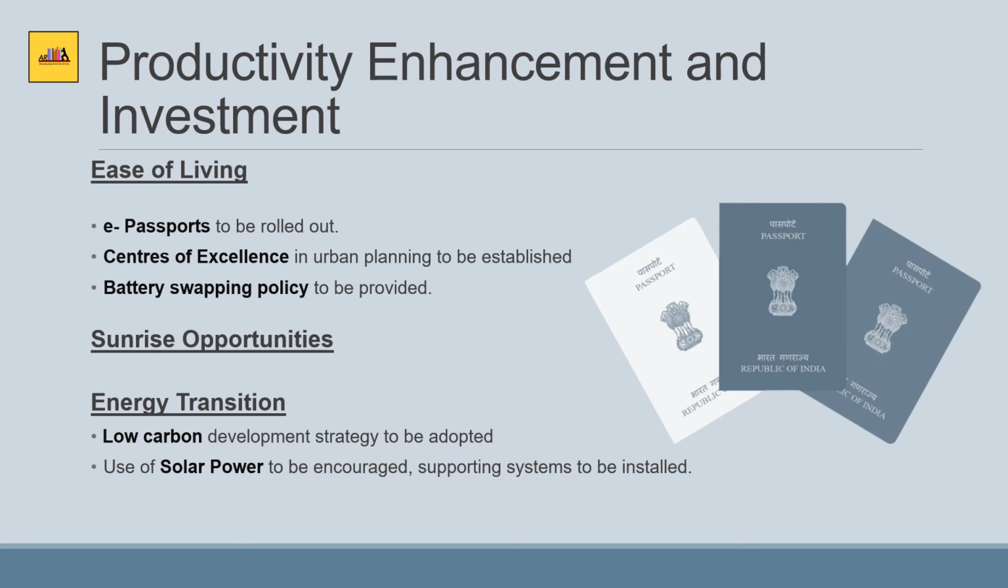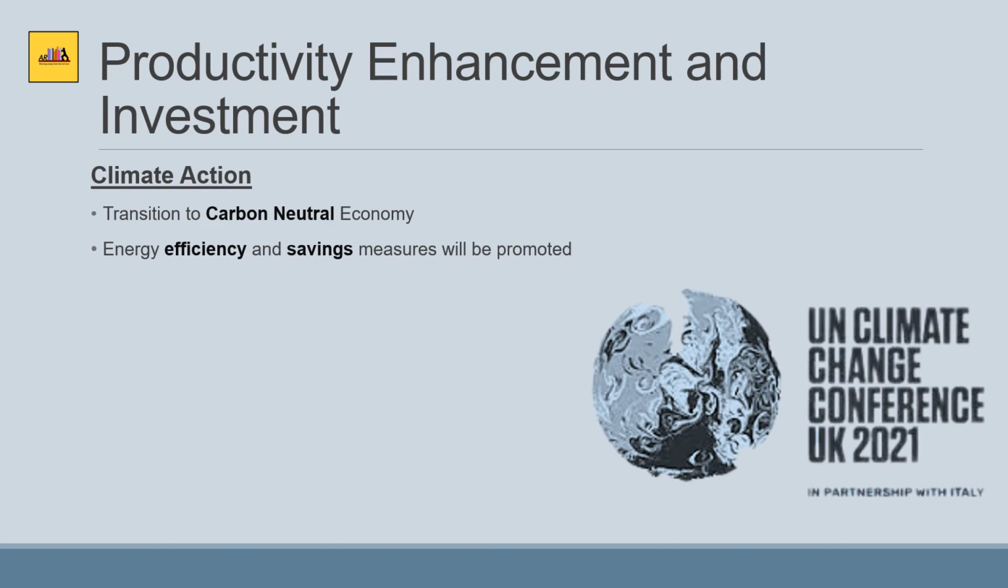Talking about energy transition, it is an important step towards achieving the net zero target promised at COP26. For this, low carbon development strategies will be adopted along with encouraging the use of solar power. Transition to a carbon neutral economy and energy efficient measures adoption are some of the facets of climate action.